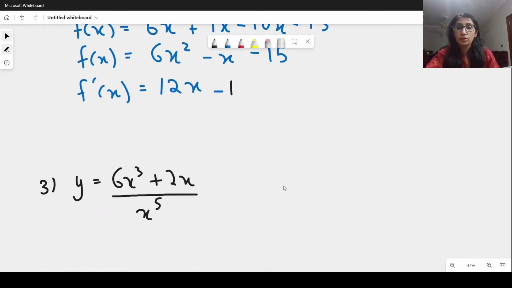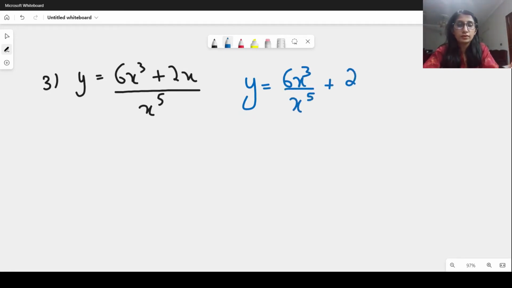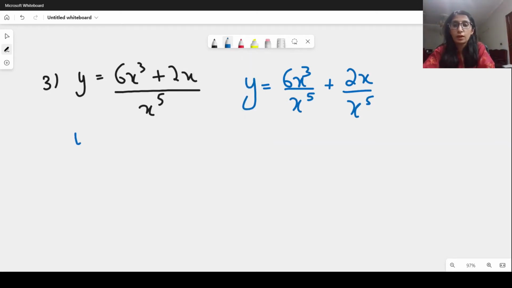Okay, moving on. Now we'll need to derive this function. So for that, let's just simplify this. 6x cubed upon x5 plus 2x upon x5. Okay. So now if I simplify this further, I'm getting y equals 6x.